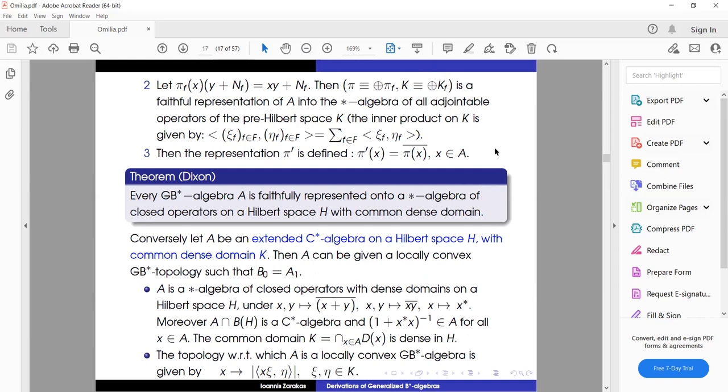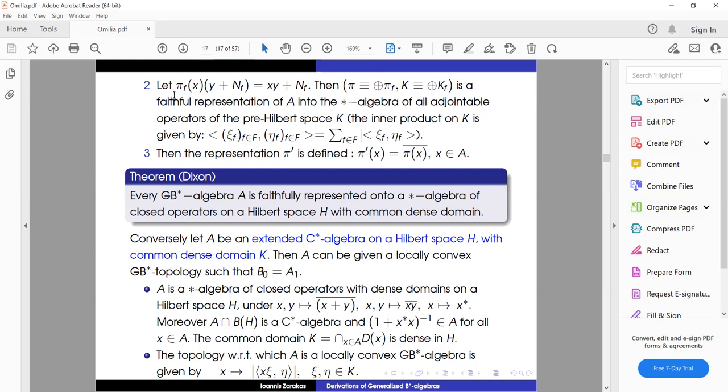And we have a faithful representation of alpha. Kappa is a pre-Hilbert space with the inner product that we saw before for every kappa_f. For the whole kappa, this is the inner product that we define, taking the sum of the inner products of the kappa_f. So we have this direct sum pi, which represents alpha into a star algebra of operators on the pre-Hilbert space kappa.